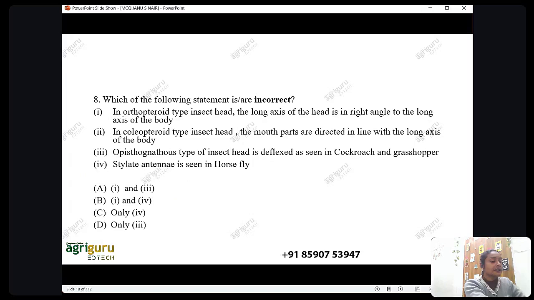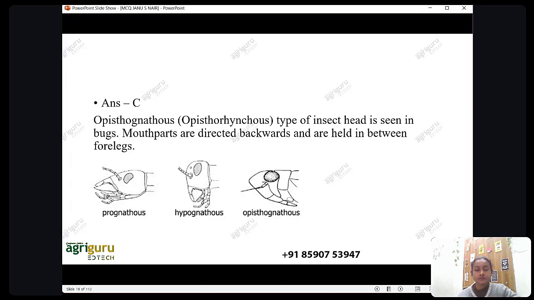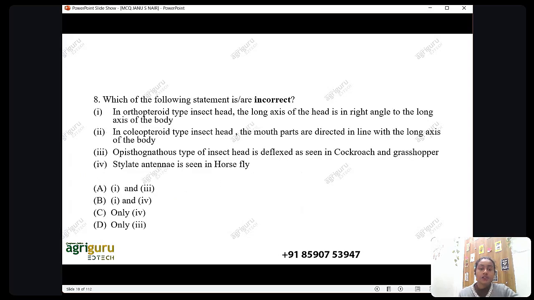Why is no one answering? Okay, so in which insects is the opisthognathous type of insect head seen? What are the examples? So the fourth statement is correct. The wrong statement is this one: opisthognathous type of insect head. It is deflexed, that is correct. But it is seen in which insects? In bugs.